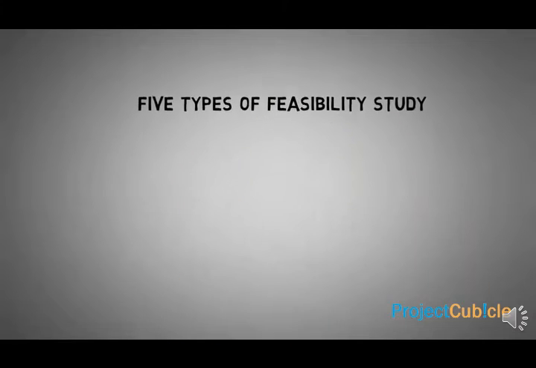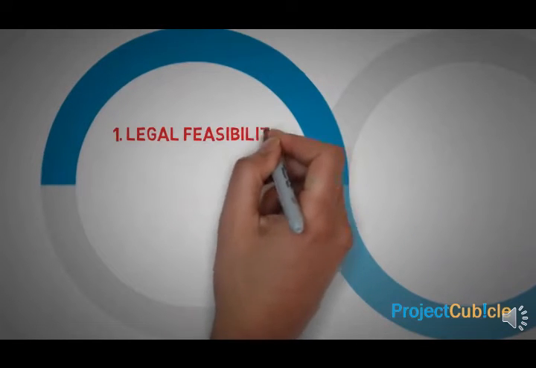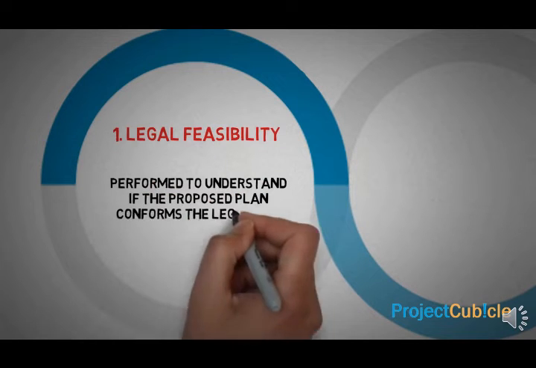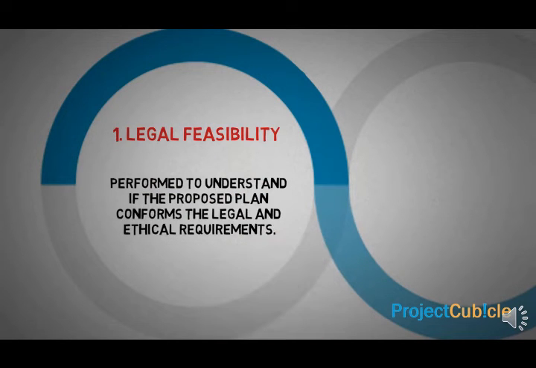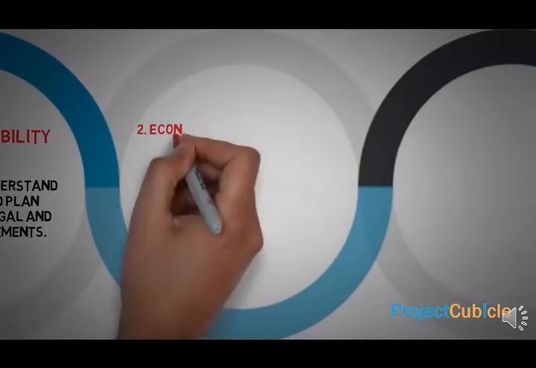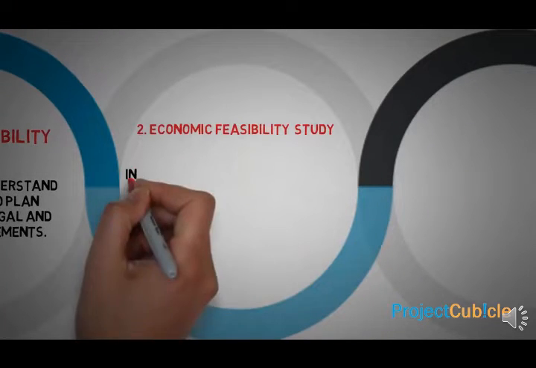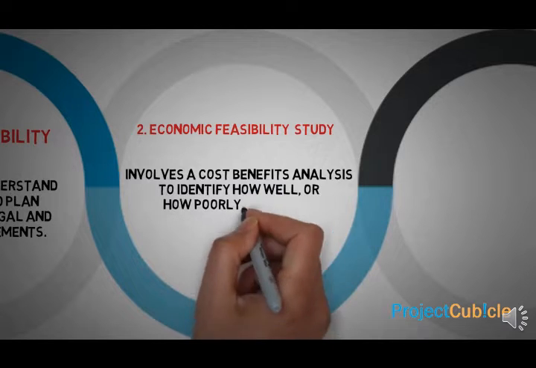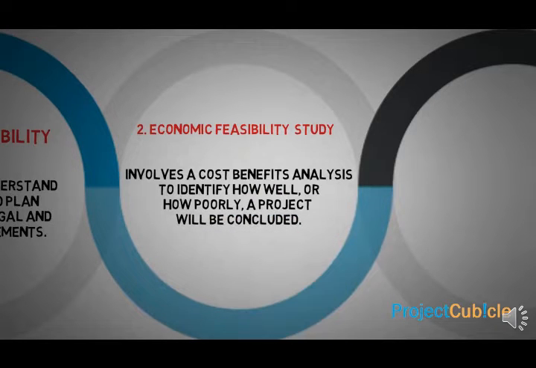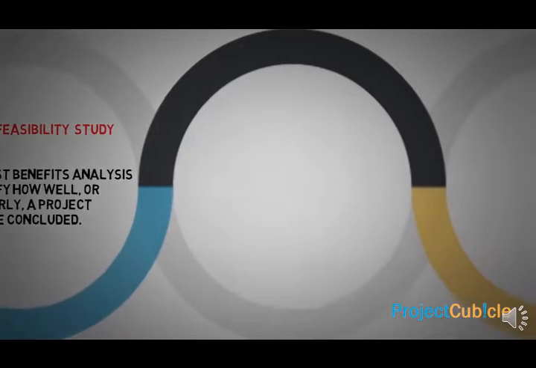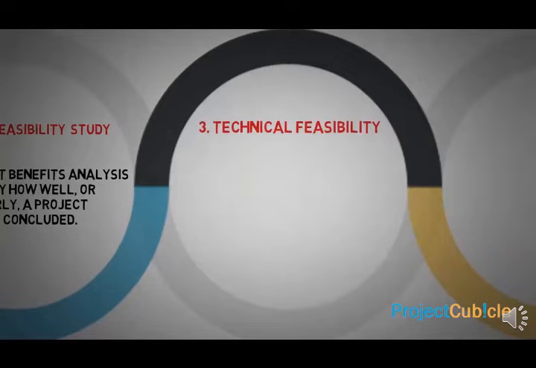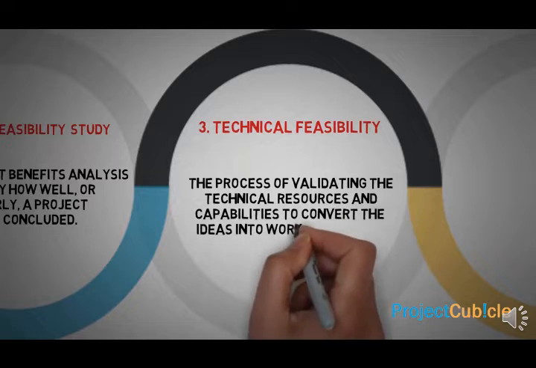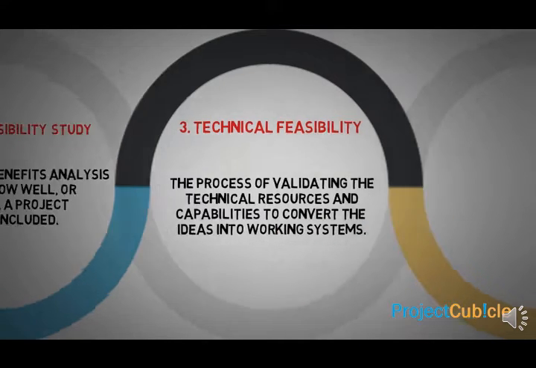5 types of feasibility study. 1. Legal feasibility. Perform to understand if the proposed plan conforms to the legal and ethical requirements. 2. Economic feasibility study. Involves a cost-benefit analysis to identify how well, or how poorly, a project will be concluded. 3. Technical feasibility. The process of validating the technical resources and capabilities to convert the ideas into working systems.